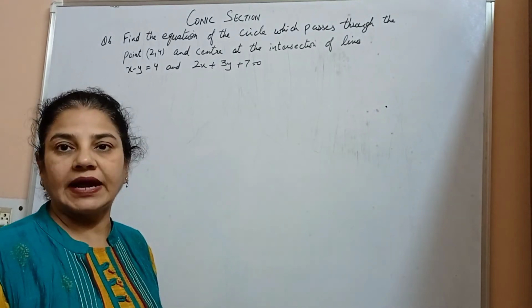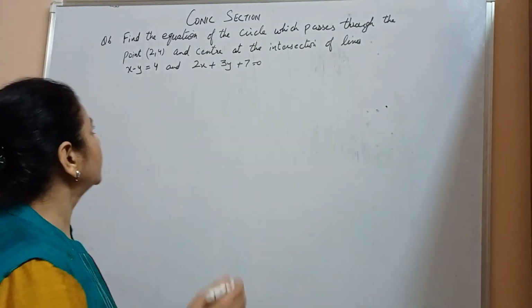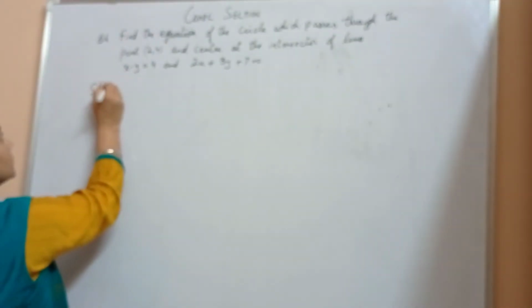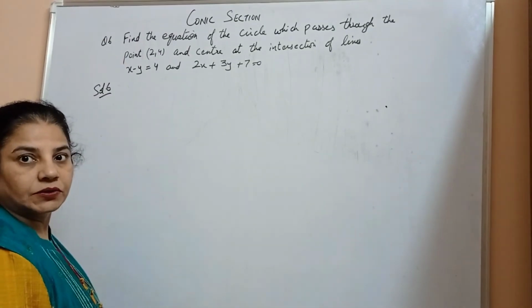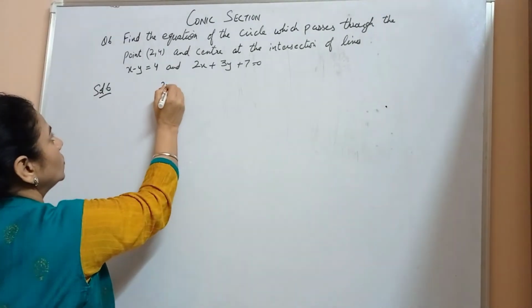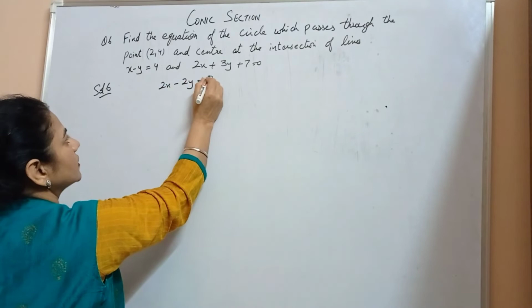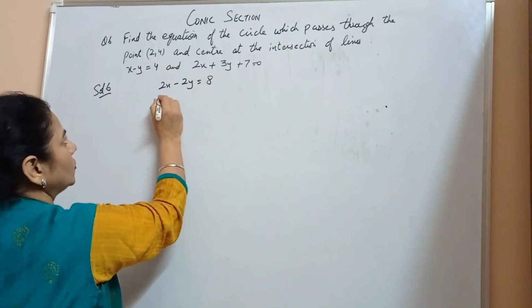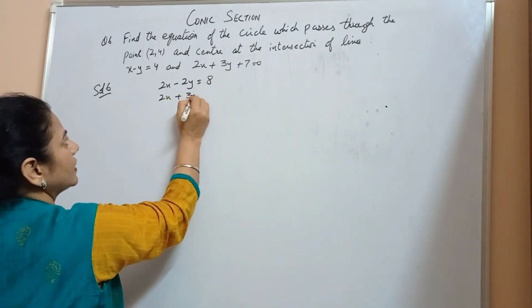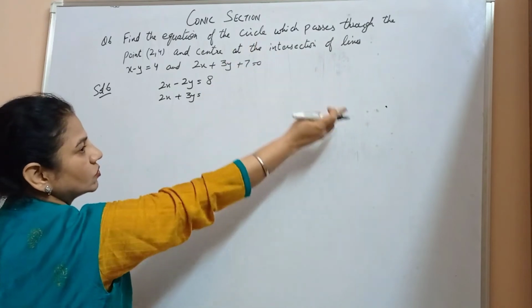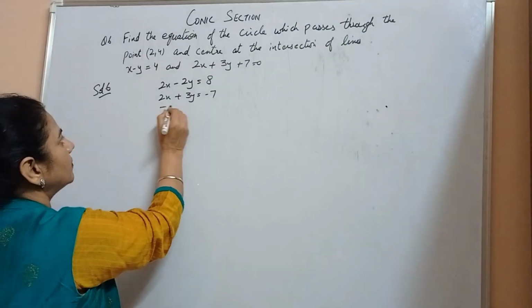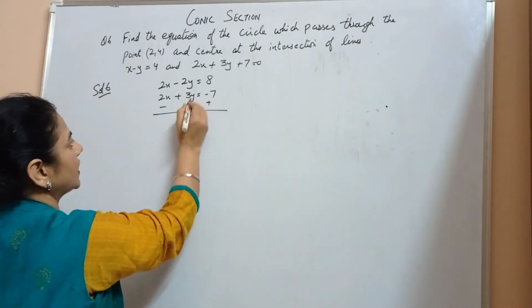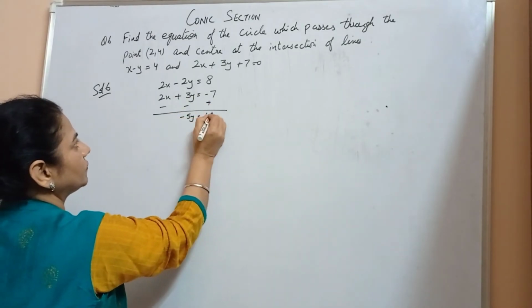For that, we use the elimination method. So here we have x minus y is equal to 4. I multiply this equation by 2 so that I get 2x minus 2y is equal to 8. And here I have 2x plus 3y is equal to, plus 7 goes to the right hand side, gives me minus 7. Subtracting, minus minus, sign changes, I get minus 5y is equal to 15.